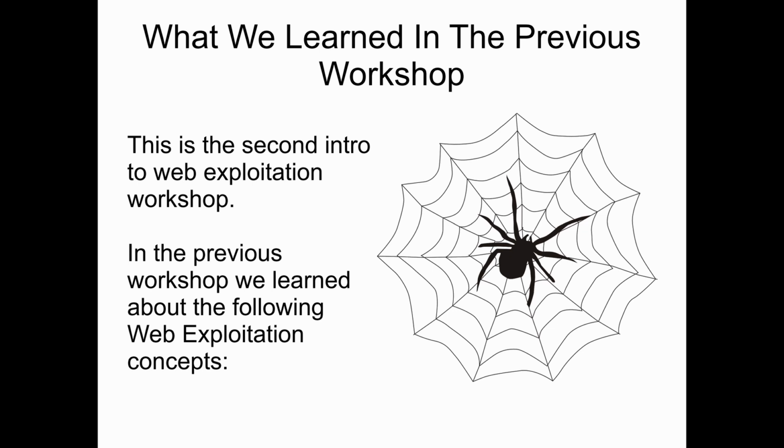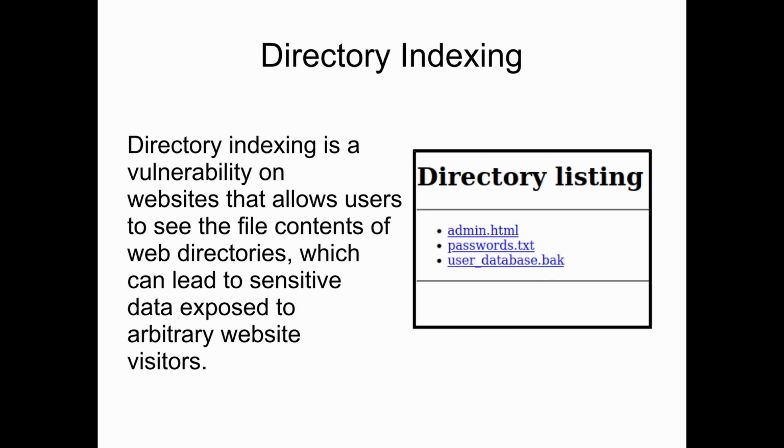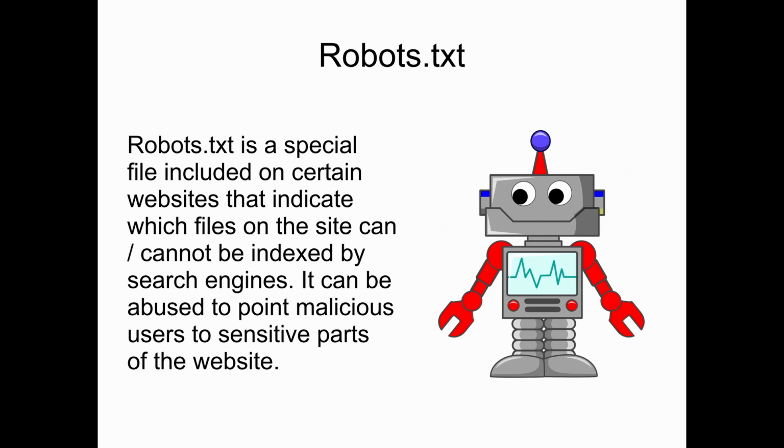In the previous workshop, we learned about the following web exploitation concepts. Directory indexing is a vulnerability on websites that allows users to see the file contents of web directories, which can lead to sensitive data exposed to arbitrary website visitors. Robots.txt is a special file included on certain websites that indicates which files on the website can/cannot be indexed by search engines. It can be abused to point malicious users to sensitive parts of the website.